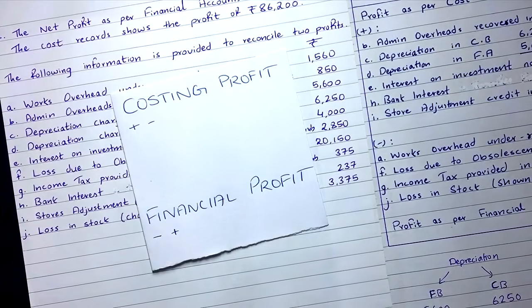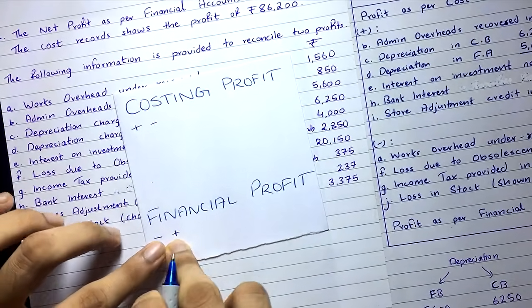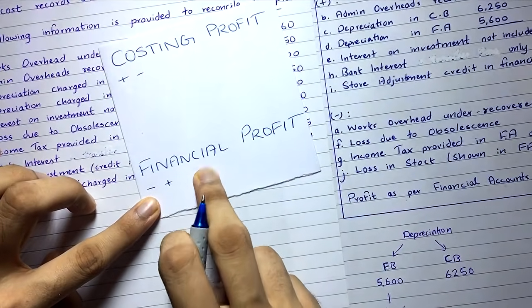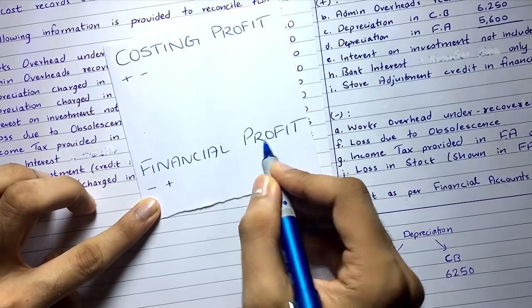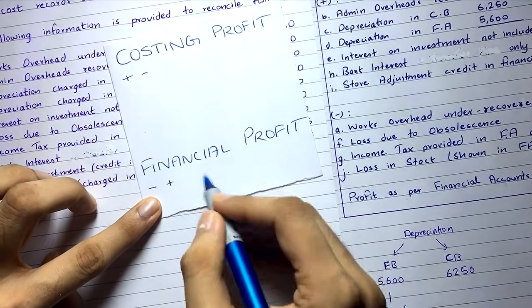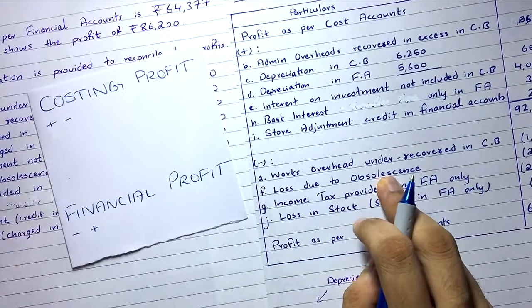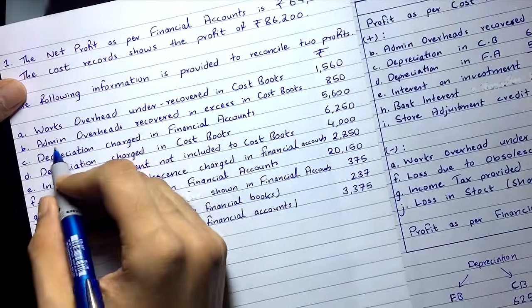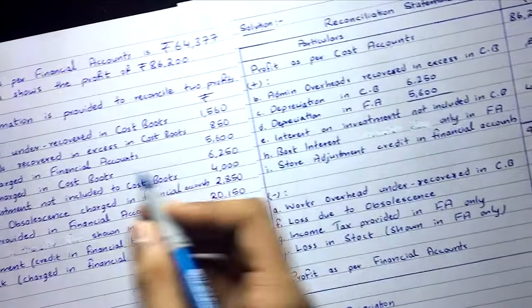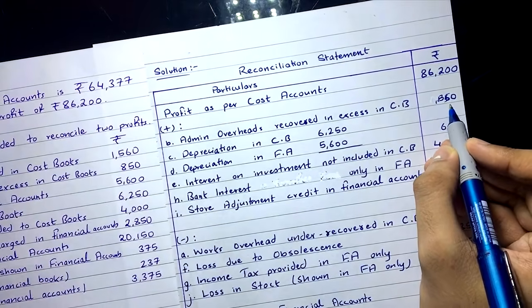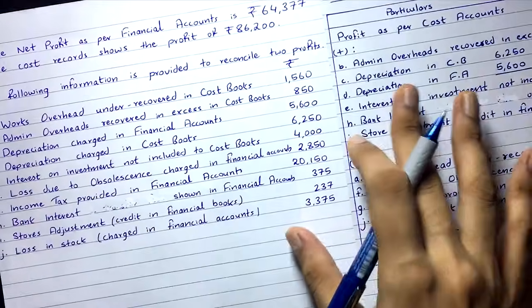So plus. Okay. अगर financial profit बढ़ के है, right? Then what you have to do over here? Plus. जो भी effect तुम्हारे target पे पड़ेगा, अब इधर target क्या है हमारा? Financial profit. So whatever effect the transaction has on your target profit, that is exactly what you have to do over here. Okay, so don't get confused. It's very simple. So the B transaction, admin overheads recovered in excess in cost books, will be added. Admin overheads recovered in excess in cost books 850. Simple. Yes.